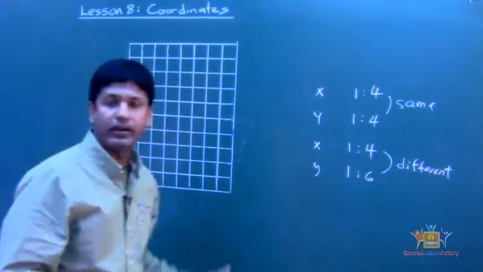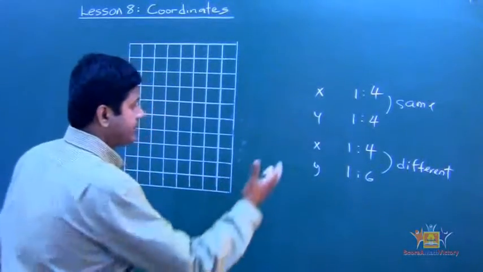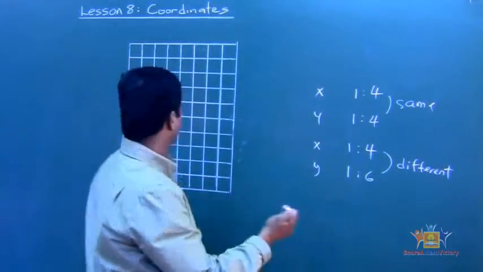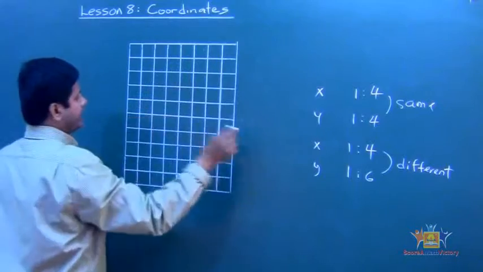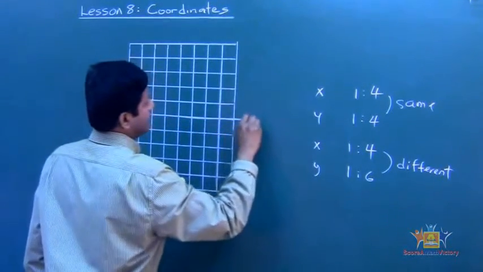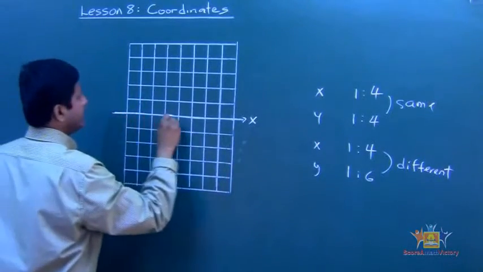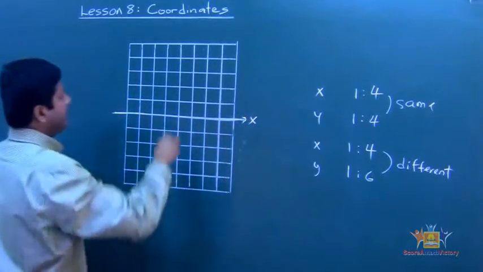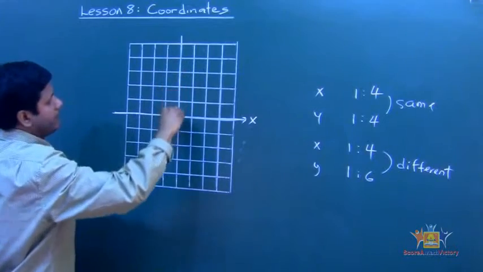Okay, let's do the different. Earlier we did the same. Alright, so let's scale x 1 to 4. So first what do we do? We draw the axes. Let's start with the x-axis right there, right in the center. Let's darken it better. And then the y-axis is the vertical line.